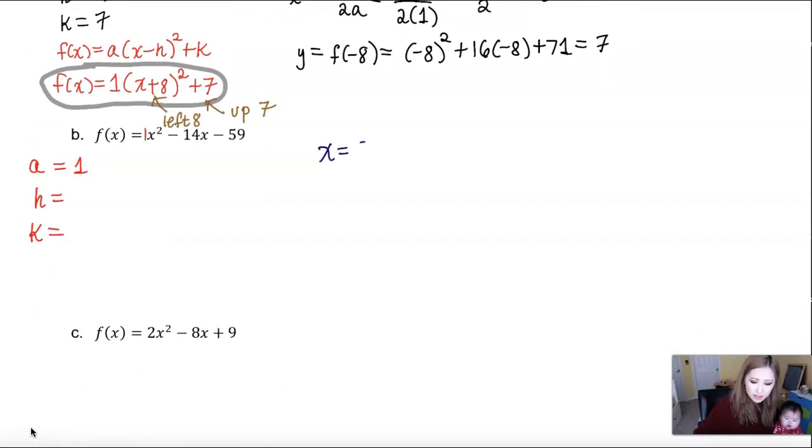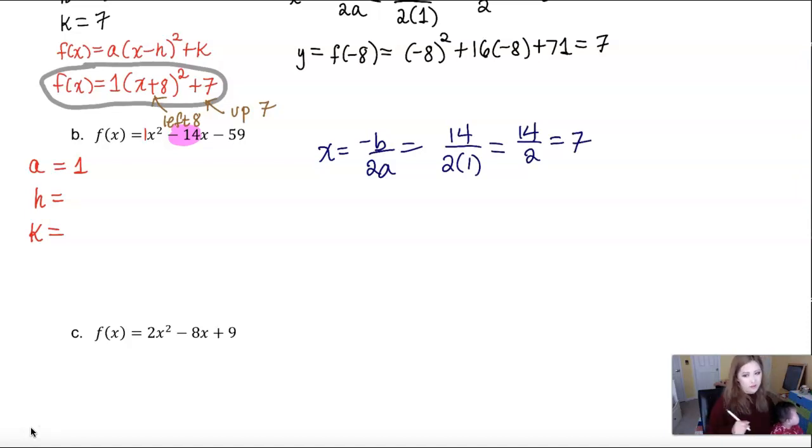X equals negative b over 2a. And when b is negative 14, what we need to put is positive 14 on the numerator. And then we do 2 times a value of 1. So 14 divided by 2 will give us 7 for the x-coordinate of the vertex.